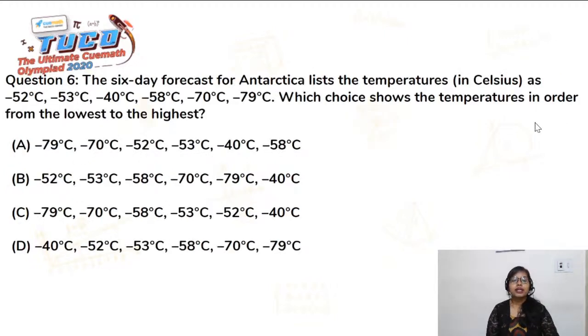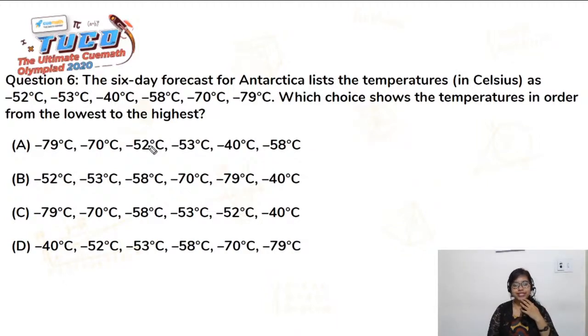Going ahead, here goes the question. I want you all to have a look, take your time and then analyze and give the answer. The 6-day forecast for Antarctica lists the temperature in Celsius as minus 52, minus 53, minus 40, minus 58, minus 70 and minus 79. Which choice shows the temperatures in order from the lowest to the highest? Lowest, guys, understand? Lowest in terms of negative numbers, what's going to be the lowest? So that is something which needs to first strike your mind.